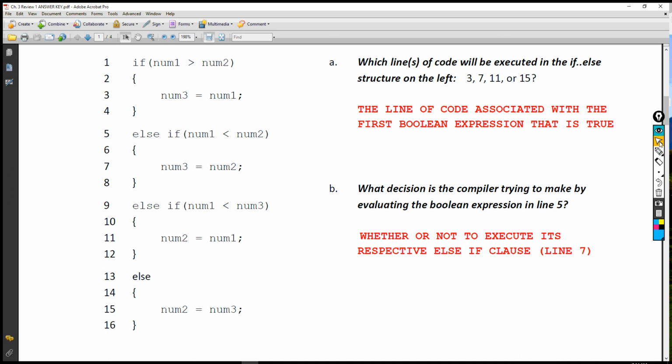If this is false, then this is ignored. Then it goes in here. If that's false, this is ignored, and then it goes to here and evaluates this. If this is false, it's ignored. And so therefore, it executes this, the else clause.